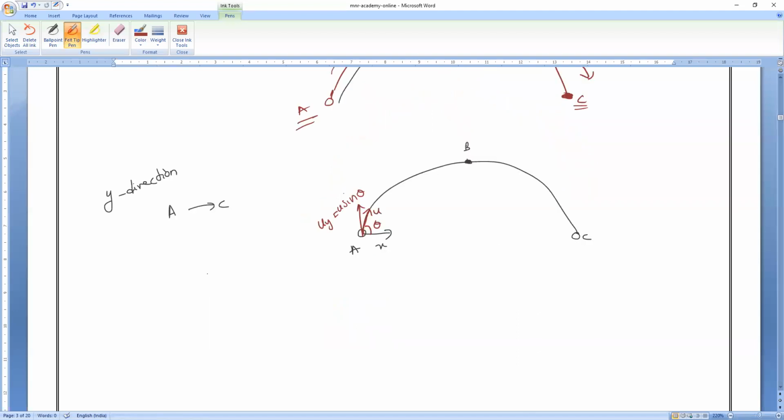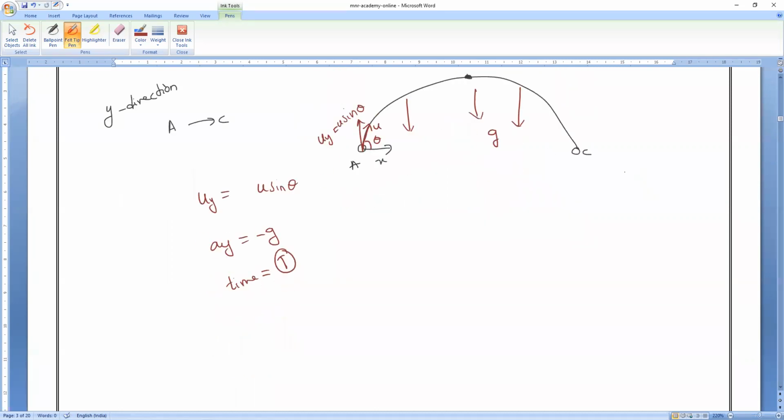So from A to C directly, what is the initial velocity, everybody? u sin theta. Next, what is the acceleration? We all know that at every point acceleration is acting, minus g. And the total time is equal to what? A to C, the time of flight, capital T. So now, what is the displacement shown by the body towards the y-axis? For example, for the x-axis I can say, yes or no, brothers?